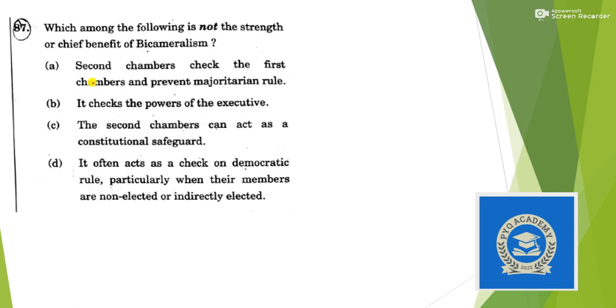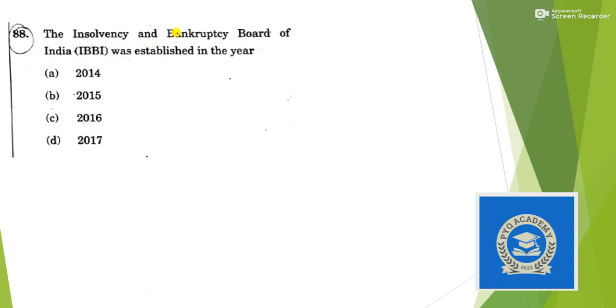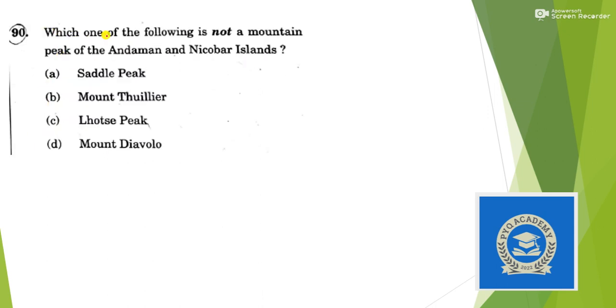Next, which of the following is not the strength or chief benefit of bicameralism? So option D. Otherwise all the three are benefits of bicameralism. Next, the Insolvency and Bankruptcy Board of India was established in the year 2016, option C. Next, focus hypocenter. Answer is option A. Next, which one of the following is not a mountain peak of Andaman and Nicobar Islands? Mount Lhotse: you can see the name sounds like something Nepali or Tibetan, so how can it be in Nicobar? So answer is option C.